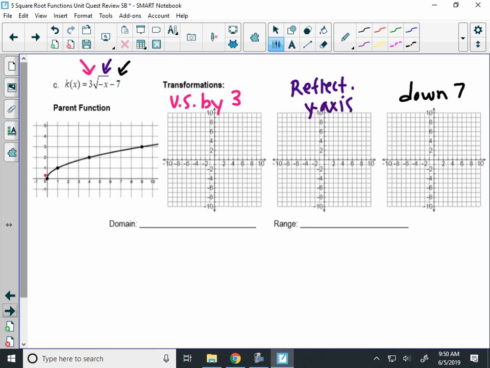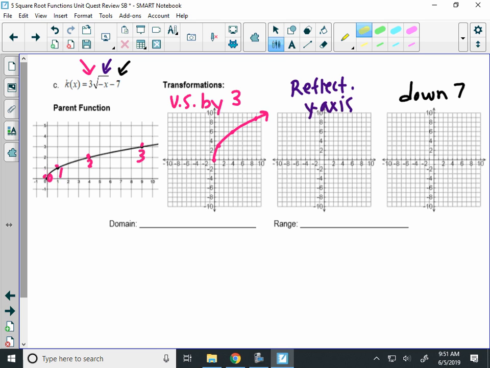You need to know the y values of each of these points. So I multiply each y value by that vertical stretch of 3. 0 times 3 is 0. 1 times 3 is 3, so my point's at 1, 3. 2 times 3 is 6, so I'm at 4, 6. 3 times 3 is 9. So my vertical stretch makes that square root graph look really tall.